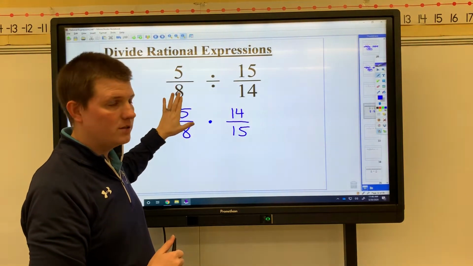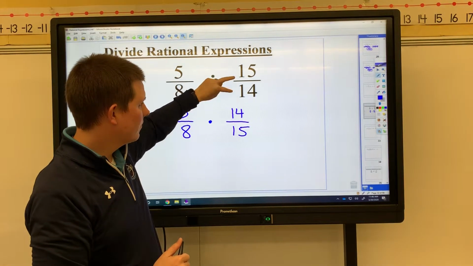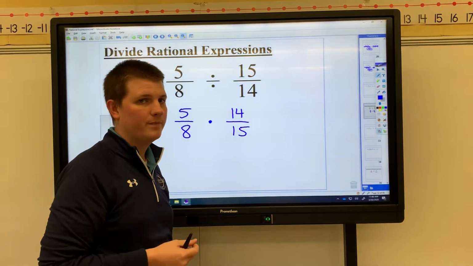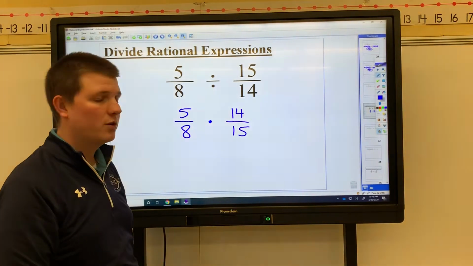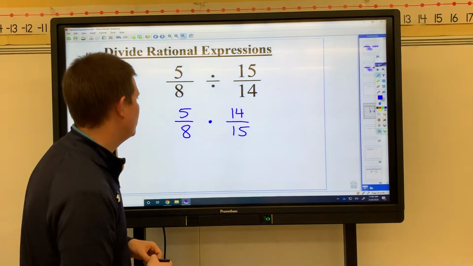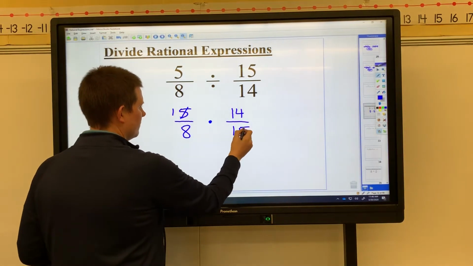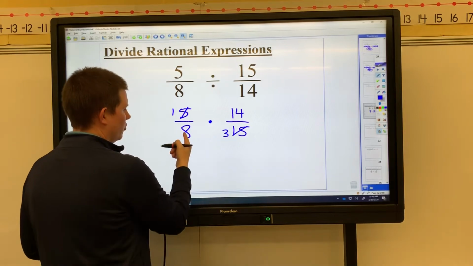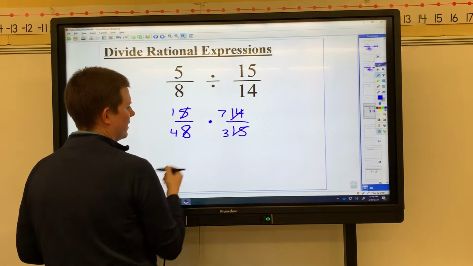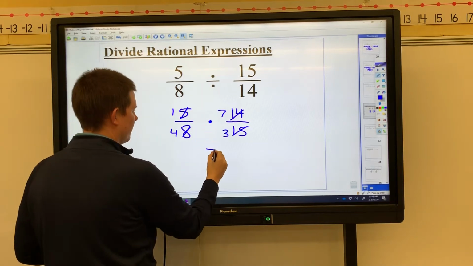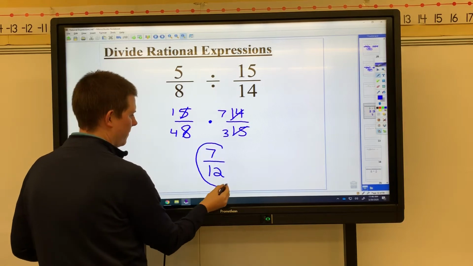We change the second fraction, not the first fraction. First fraction always stays the same. We change the second fraction and we flip it to make its reciprocal. So instead of dividing, we multiply by the reciprocal. Then we can do like multiplication. We can cross cancel. 5 goes into both of those once and 3 times. 2 goes into both 8 and 14 4 times and 7 times. Then we can multiply straight across. 1 times 7 and 4 times 3. And we have our answer.